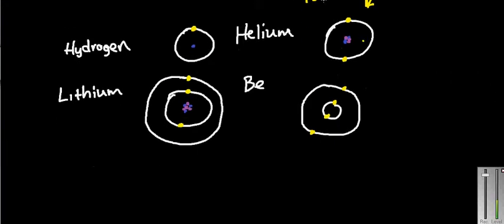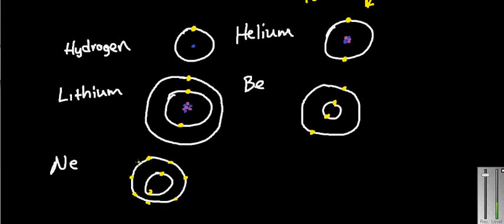So you can imagine neon, which is at the end of this row, is going to look something like this. I'm drawing really bad circles, hopefully you can forgive me for that. But neon's going to have 2, 3, 4, 5, 6, 7, 8. So neon's going to have 8 electrons in its outer shell.